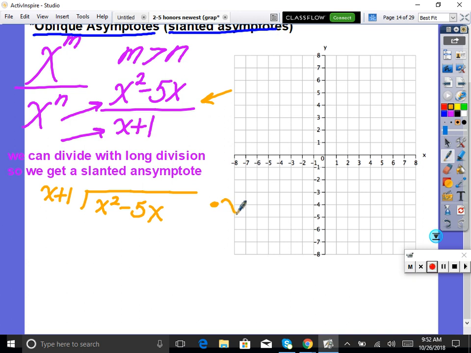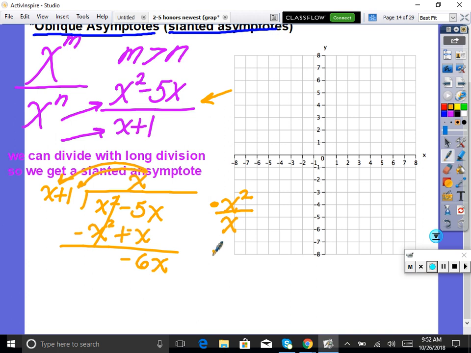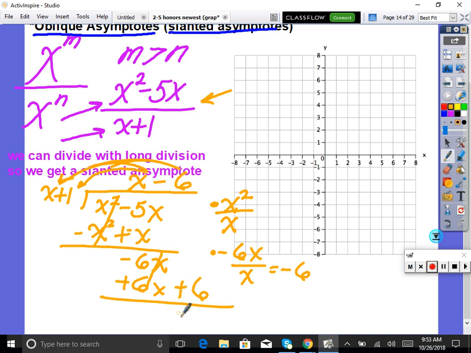We have x squared, divide your leading terms. X squared divided by x is x, right? I told you we weren't going to spend a lot of time going over this. So x multiplies back down, we get x squared plus x. Do you agree? Subtract, change the sign in other words. Add straight down, we get negative 6x, don't we? So we have negative 6x divided by x, which is negative 6. So we have minus 6, we multiply it back down. So then we have negative 6x, and then minus 6. We change the sign. We add straight down, and we get a remainder of 6.